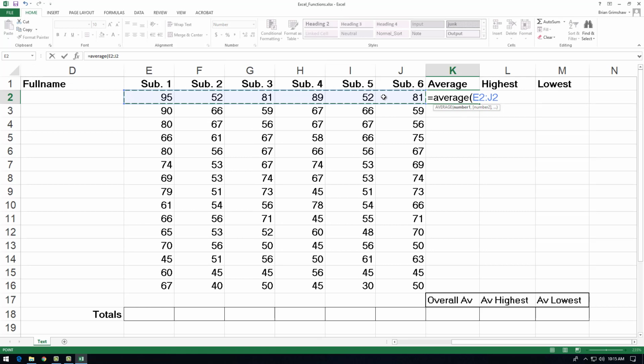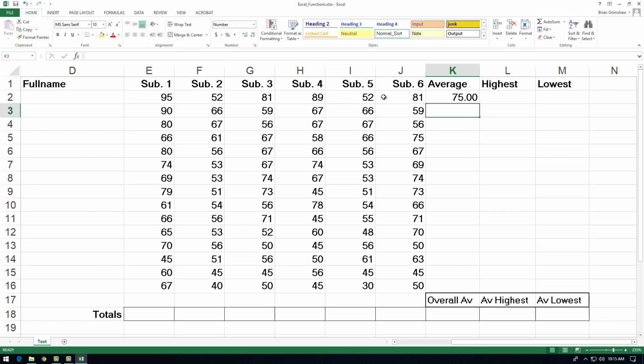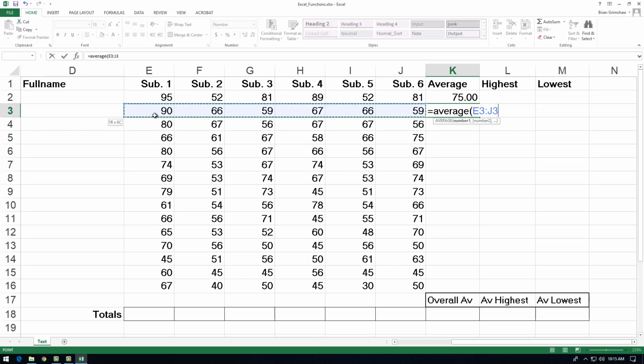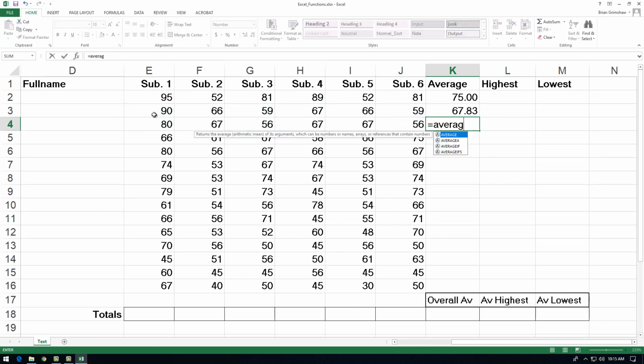Notice that that punches in E2 colon J2 in your function. Now you could type it if you want. Like you could do E2 colon J2 or E2 through J2, get you to the same place. Close up that function, you hit enter, and it just averages those 6 cells together for you. Name of the function goes first. Arguments always in parentheses. Right? And if you get used to typing them, it's pretty quick.